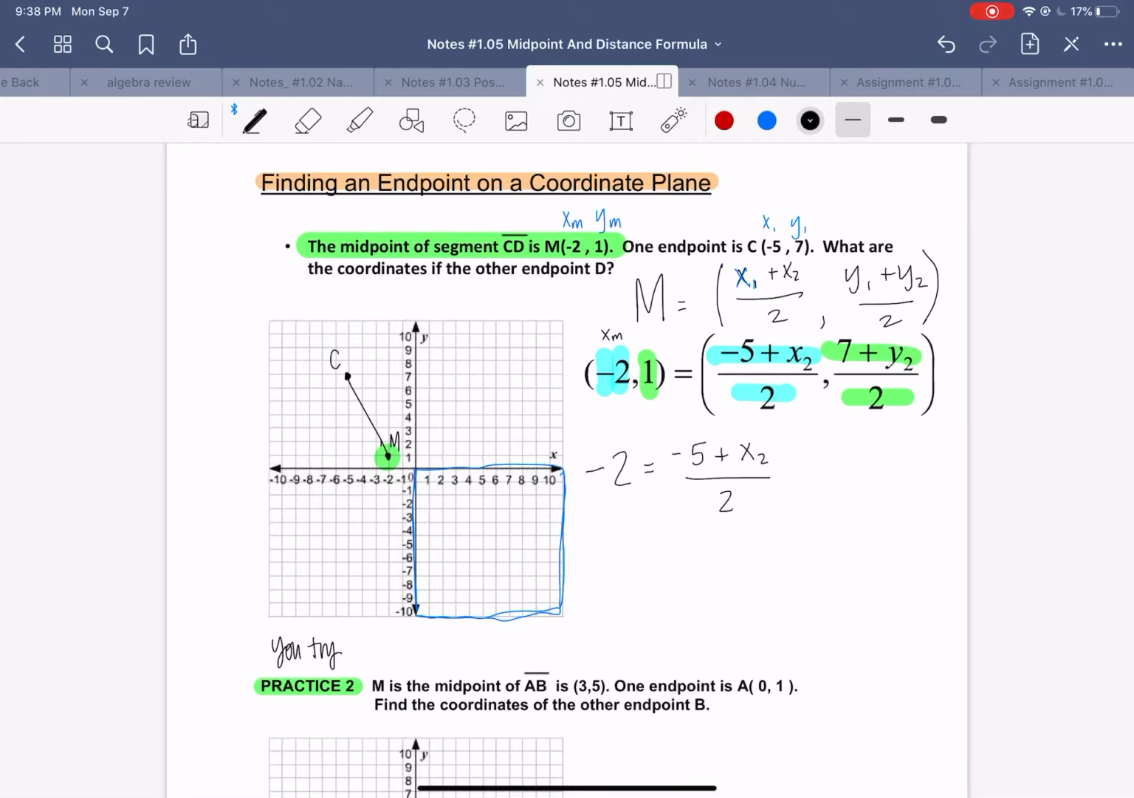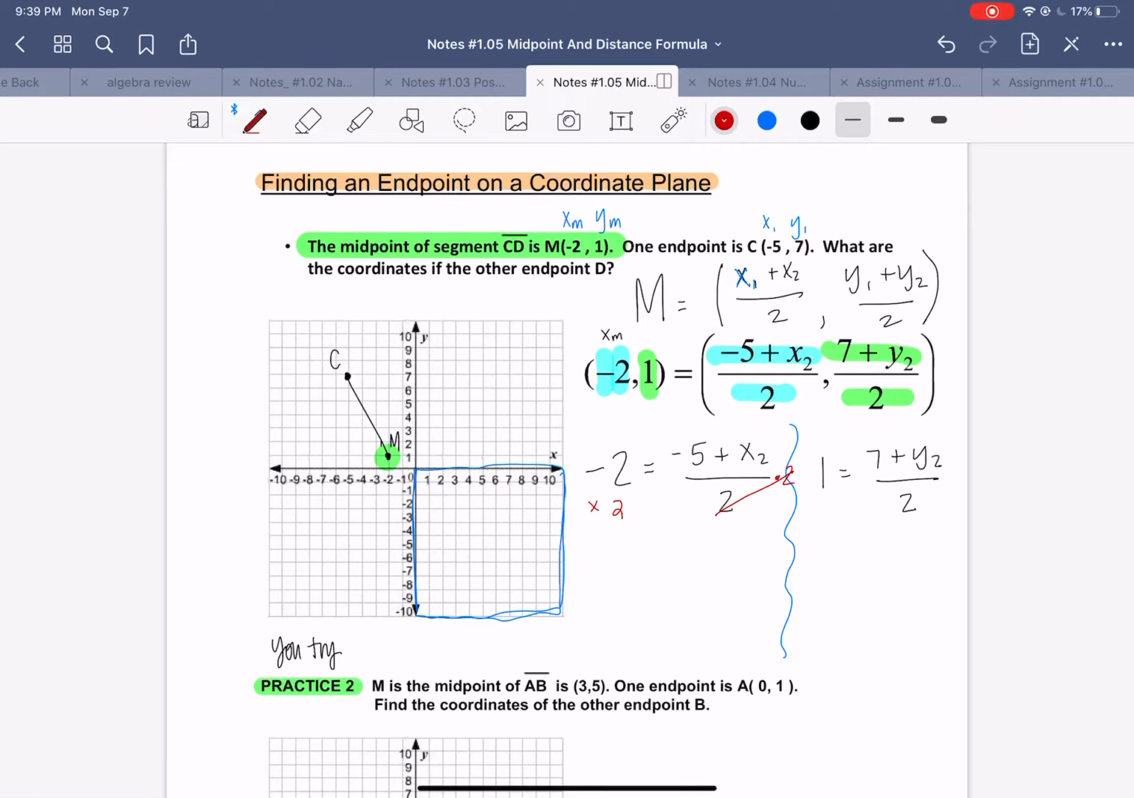And we're going to set the green highlighted ones equal to each other, because those are the average of the Y's. So we have 1 equals 7 plus Y2 divided by 2. All right, and now you just solve for X2 and Y2. These are two separate equations. In order to get X by itself, I need to multiply by 2.